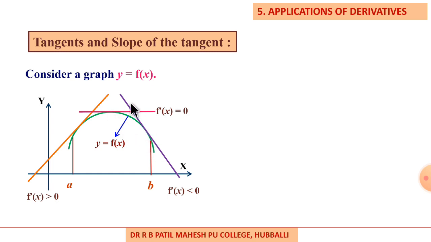Similarly here, this tangent gives a value less than 0, so f dash of x is less than 0. So there are a total of 3 tangents: one is greater than 0, the second is equal to 0, and the third is less than 0.